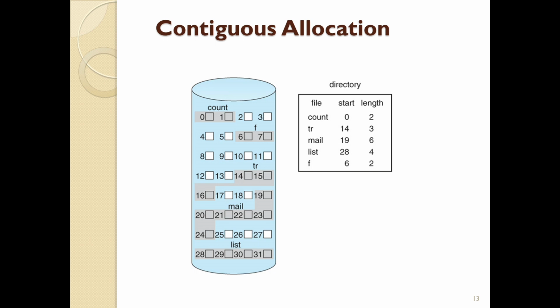Problems can arise when files grow or if the exact size of a file is unknown at creation time. Overestimation of the file's final size increases external fragmentation and wastes disk space. Underestimation may require that a file be moved or a process be aborted if the file grows beyond its originally allocated space.